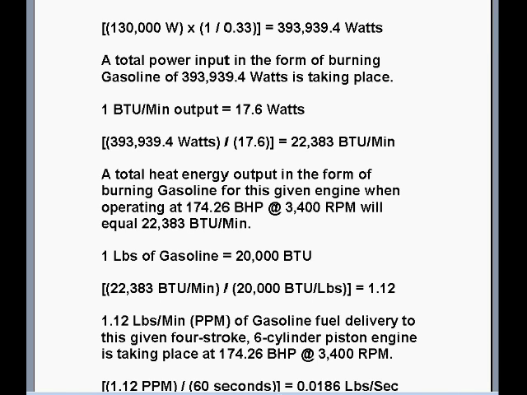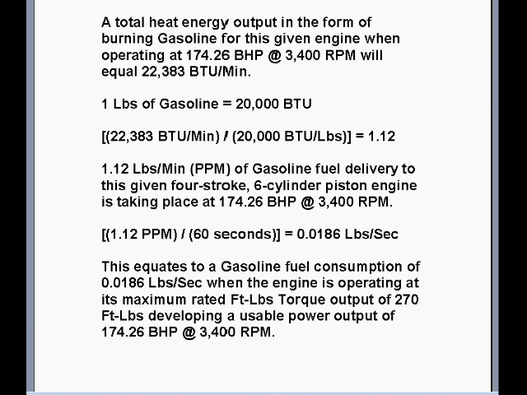22,383 BTU per minute. 1 pound of gasoline has 20,000 BTU of potential energy heat content. 22,383 BTU per minute divided by 20,000 BTU per pound heat energy content for gasoline equates to 1.12 pounds per minute of gasoline fuel delivery to this given 4-stroke, 6-cylinder piston engine that is taking place at 174.26 brake horsepower at 3,400 RPM.